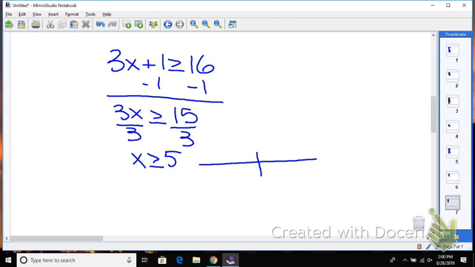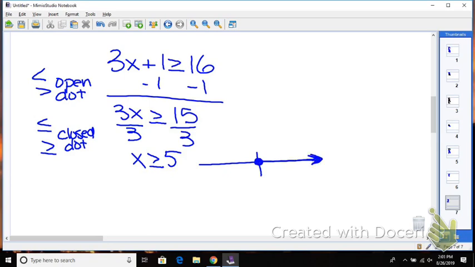Okay, whenever we're graphing, if you have this less than or this greater than with no line underneath, this would be an open circle or open dot. If you have the equal to underneath your inequality sign, it is a closed dot, which basically just means we're including the number. Here we're not including the number, so we're going to have an open dot. So this one would be a closed dot because it's equal to, and it's greater than 5, so it goes this direction.